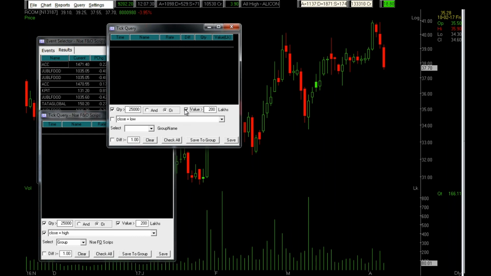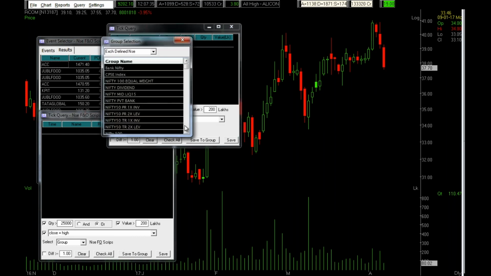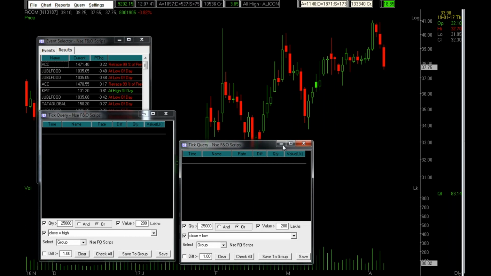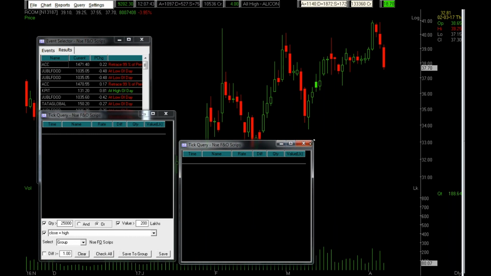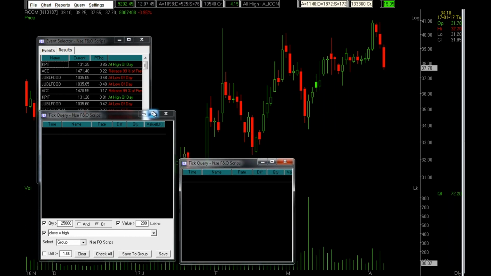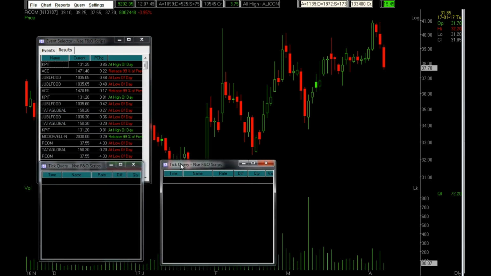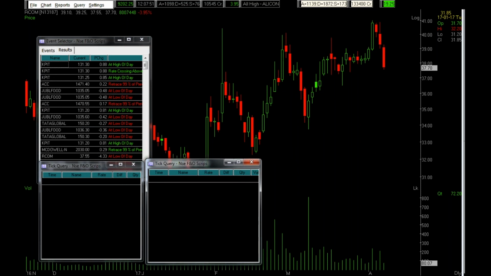You have to select a group over here, and most of the time I will select the FNO universe, close equal to low, and there you go. So if I hit this maximize button, I have this box open, I have this box open. So whenever a few stocks get satisfied under my filter, they will crop up over here.